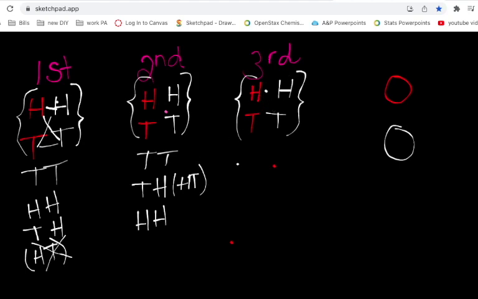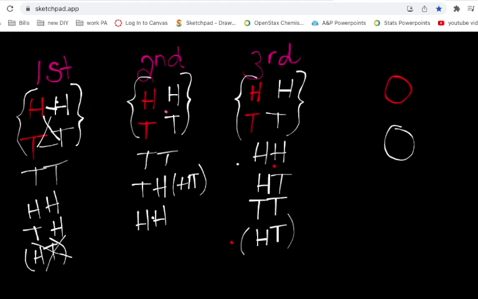And for our third flip, we could get heads, heads. We could get heads, tails. We can get tails, tails. Or we could get head, tail.